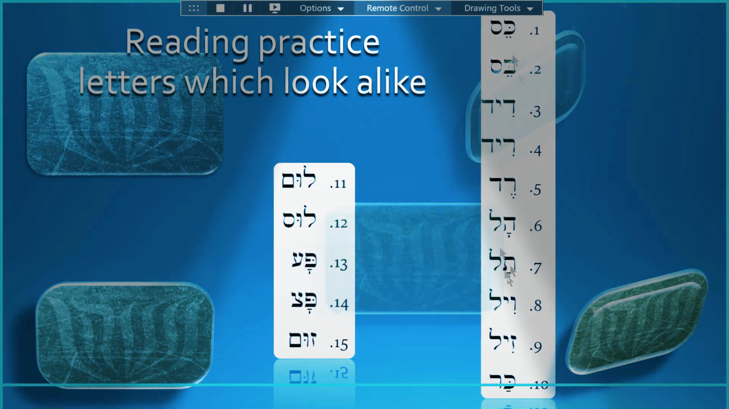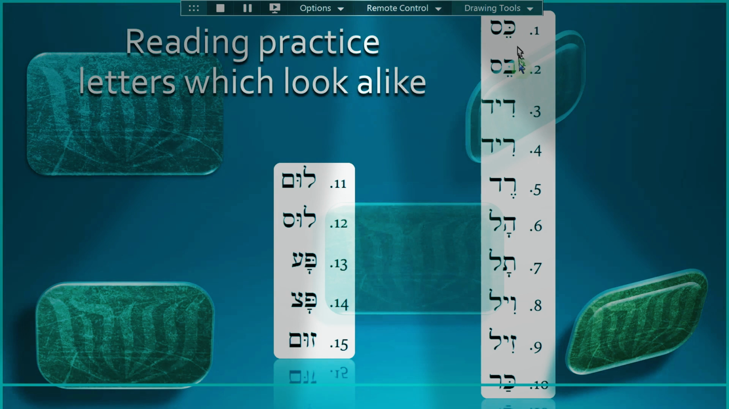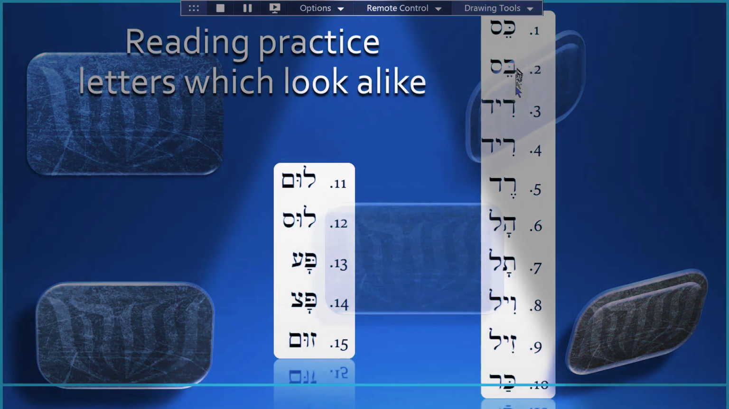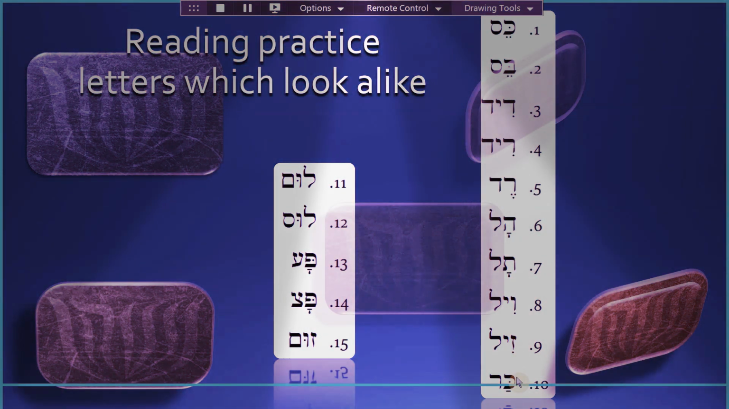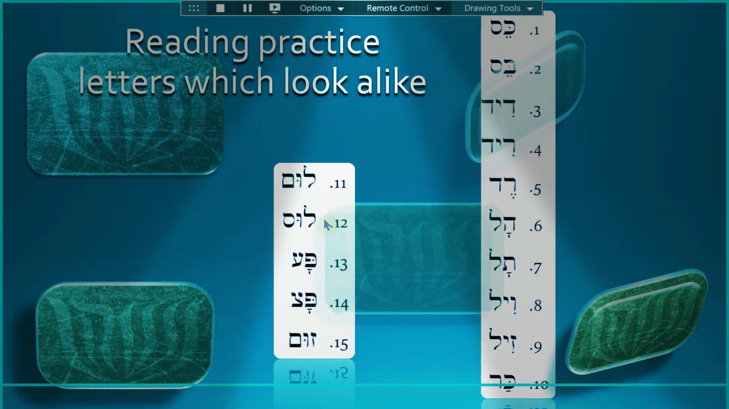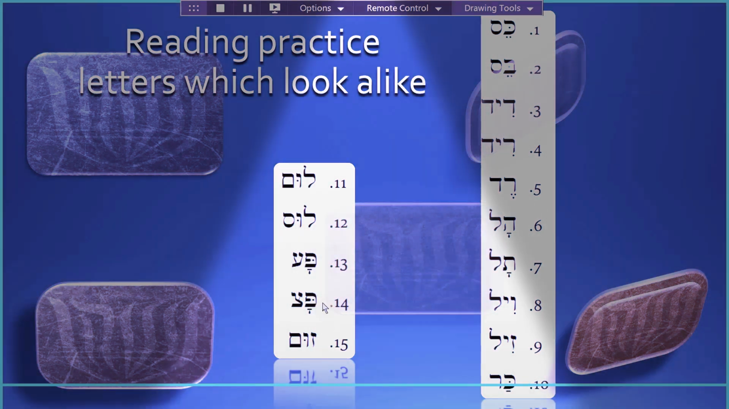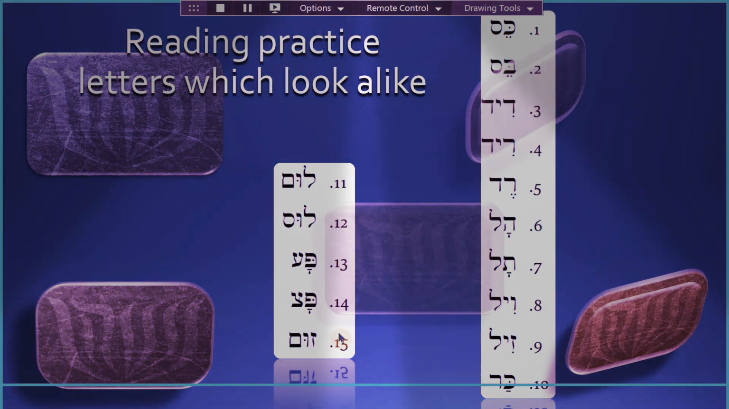Starting with number 1, going down. Case. Number 2, base. Number 3, deed. Number 4, read. Number 5, red. Number 6, hal. Number 7, tal. Number 8, vil. Number 9, zil. Number 10, kal. Number 11, loom. Number 12, loose. Number 13, pop. Number 14, pots. Number 15, zoom.